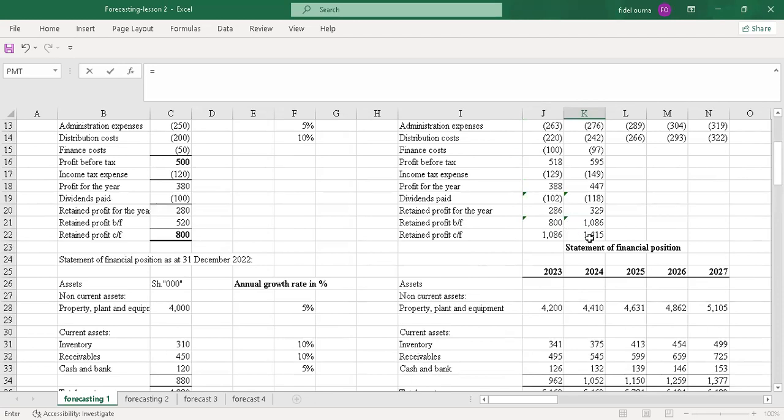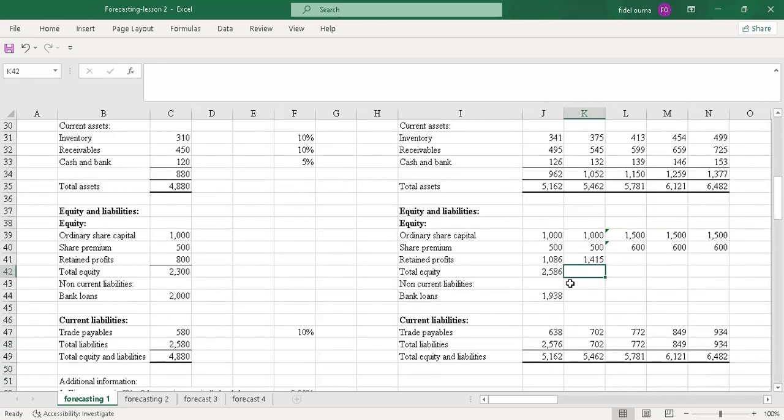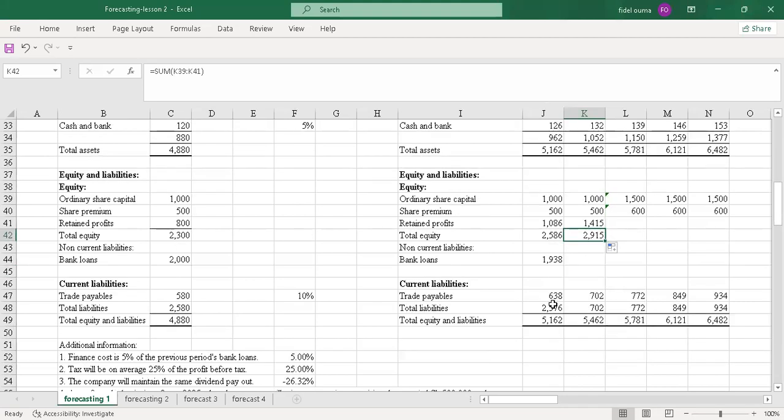So I just come and pick it, and once I pick it, my total equity will just drag. When I drag, these values change automatically. Let me see if I drag, it can copy for bank loans. Bank loans automatically change, and you can see even the total liability here changes to 2547. We get this value because the formula is already applicable.